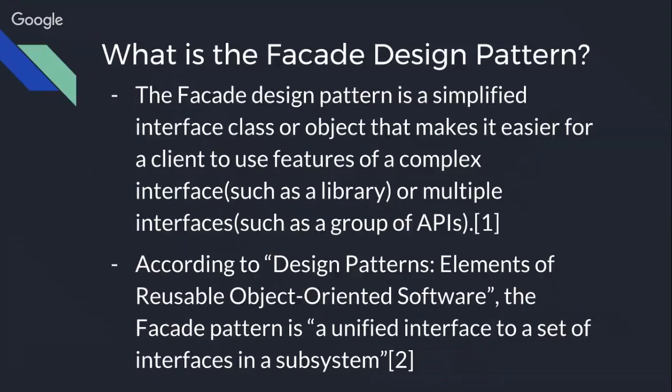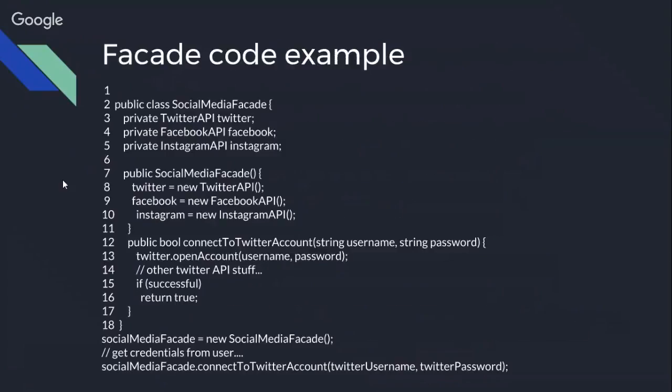According to the design patterns book by the Gang of Four, where this comes from, it's defined as a unified interface to a set of interfaces in a subsystem. So it's really useful in tying in a bunch of interfaces for a specific aspect of your program to make it easier to implement those functions. So let's look at an example of this in code and one way we can actually use this.